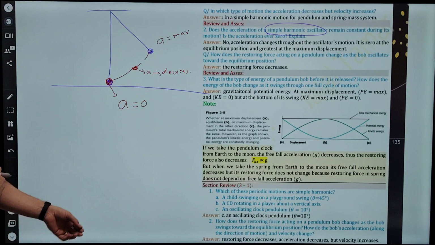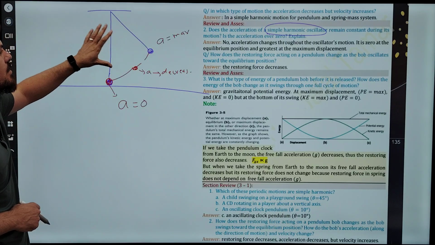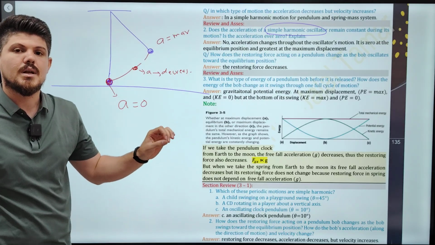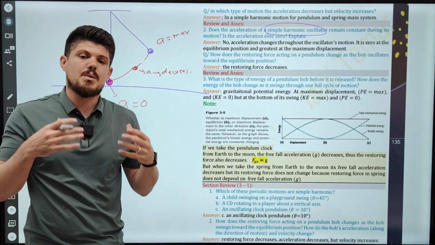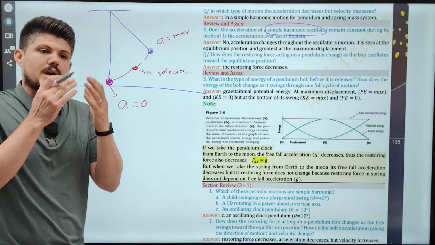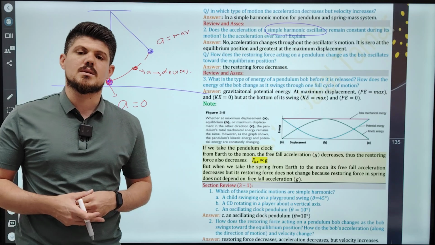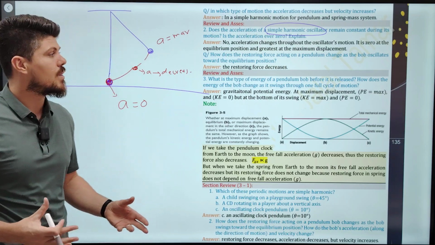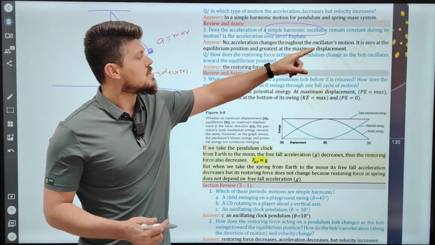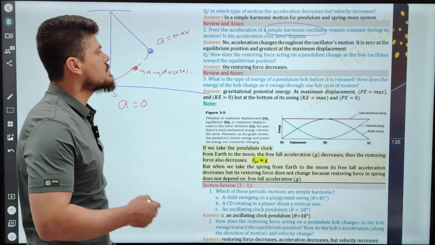Zero. So that is why the acceleration of a bob in a simple harmonic motion, in a simple pendulum or mass spring system, does not remain constant. Acceleration changes by changing the position of the bob or mass in the mass spring system. Sometimes acceleration has maximum value, sometimes acceleration has less value, and sometimes acceleration becomes zero. Okay, so the answer is no. Acceleration changes throughout the oscillator's motion. It is zero at equilibrium position and greatest at maximum displacement.